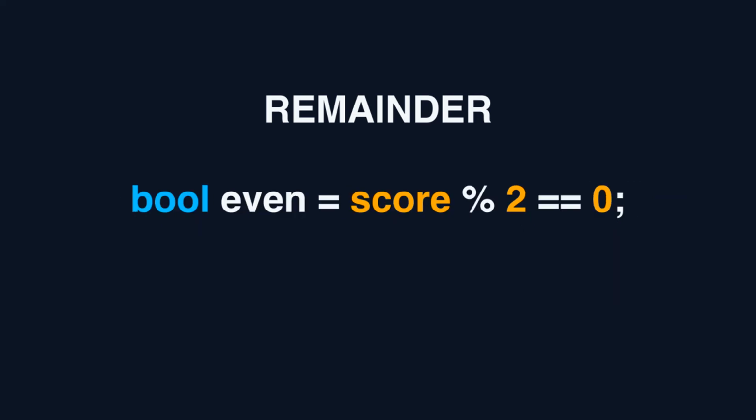A common use is to check if a certain value is odd or even. A number is even when the remainder of the value division by 2 equals 0.